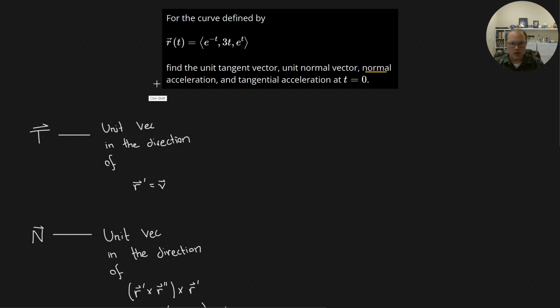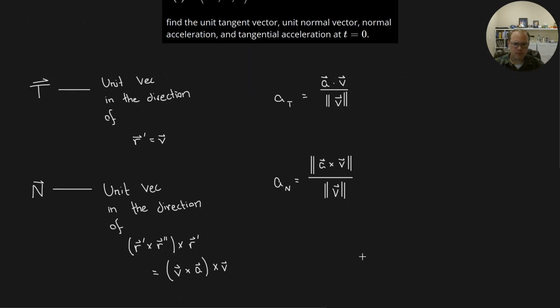Next, we need the normal component of acceleration and the tangential component of acceleration. So the tangential component of acceleration, remember, is the dot product of the acceleration and the velocity divided by the norm of the velocity. And the normal component of acceleration is the norm of the cross product of the acceleration and the velocity divided by the norm of the velocity. Okay, so those are the things we need to find.